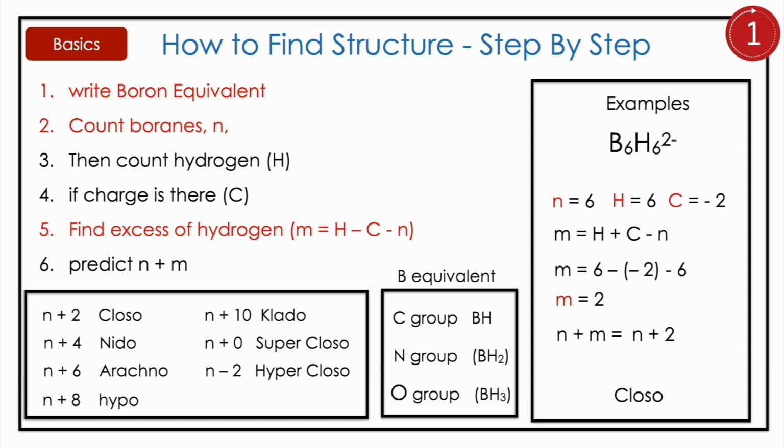For that you should memorize the boron equivalents also. Carbon group means BH, nitrogen group means BH2, oxygen group means BH3. Here I give an example, B6H6 2 minus. Here boranes are 6, so N equals 6. Hydrogens are 6, so H equals 6. The charge is minus 2. If you substitute in the formula, H minus C minus N means 6 minus of minus 2 minus 6, which gives M equals 2. N plus M is N plus 2, which is Closo. So in this way you can find the structure of the compounds.